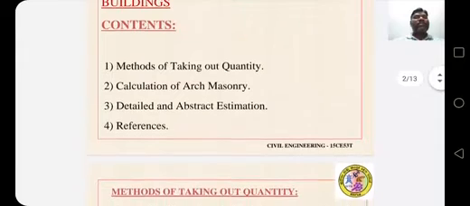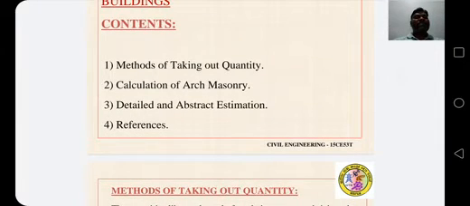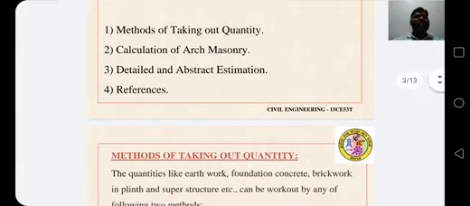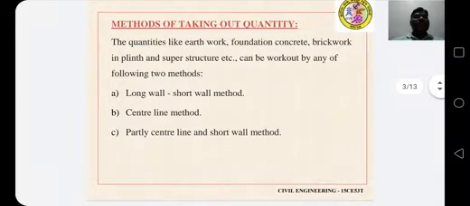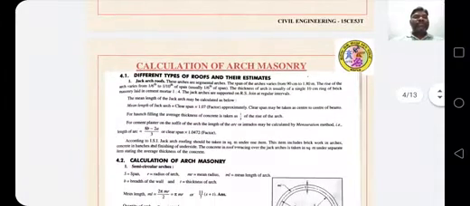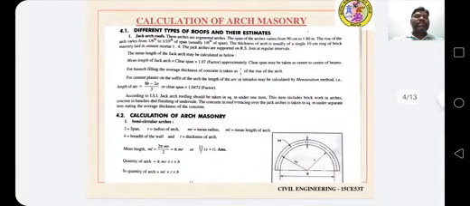Contents are method of taking out quantity, calculation of arch masonry, detailed and abstract estimation. Reference. Methods of taking out quantity. The quantities like earthwork, foundation, concrete, brickwork in plinth and superstructure, etc. can be worked out by any of the following: long wall, short wall method, center to center line method, partly center line and short wall method. Calculation of arch masonry, different types of roofs and their estimates.